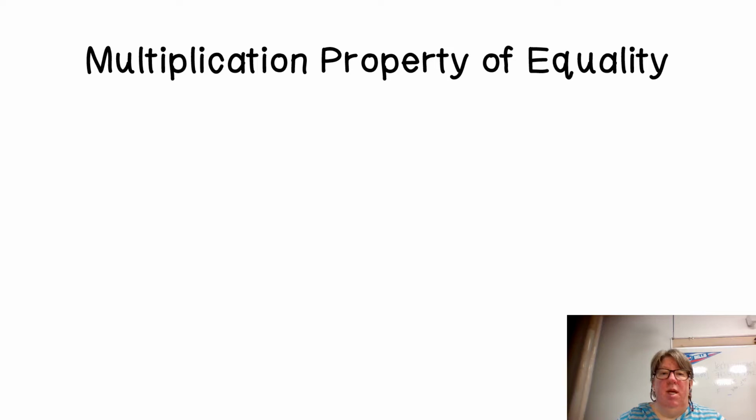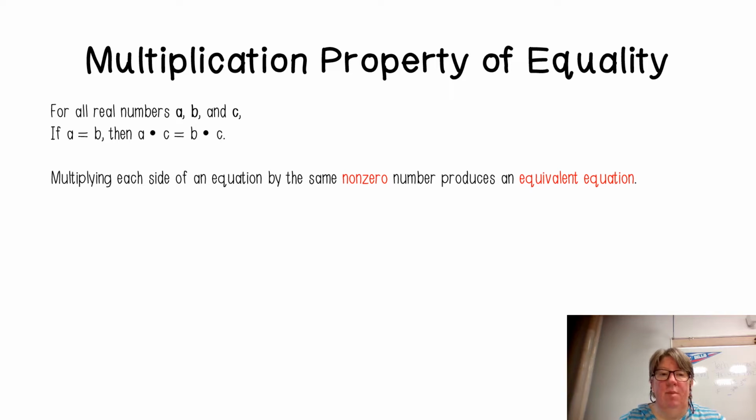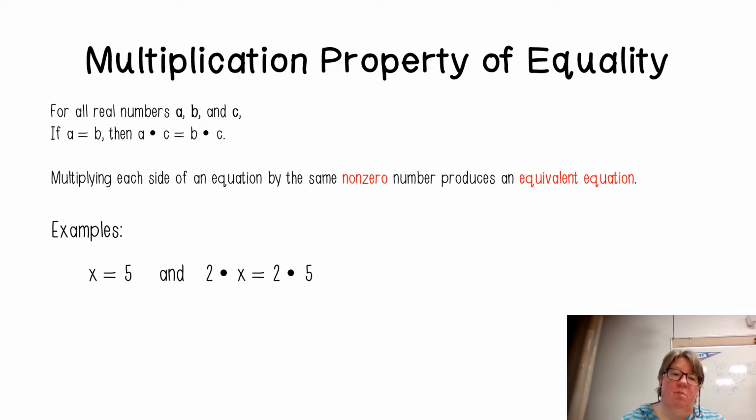Okay, let's review the multiplication property of equality. It says for all real numbers A, B, and C, if A equals B, then A times C equals B times C. What does that really mean? It means that if you multiply both sides of an equation by the same non-zero number, you get an equivalent equation. Example: x equals 5 and 2 times x equals 2 times 5 are equivalent equations because they're both only true when x is 5.